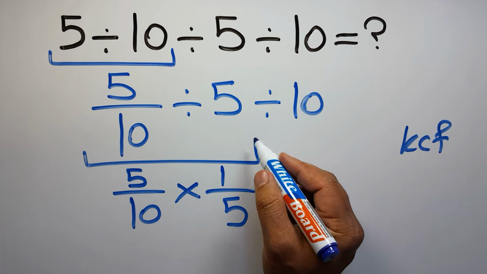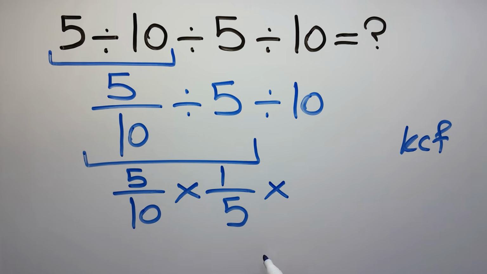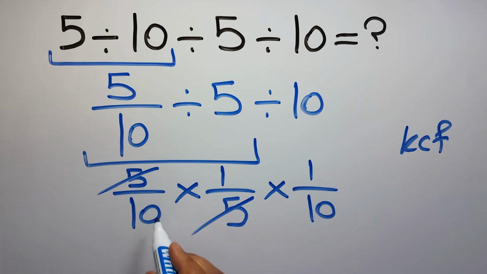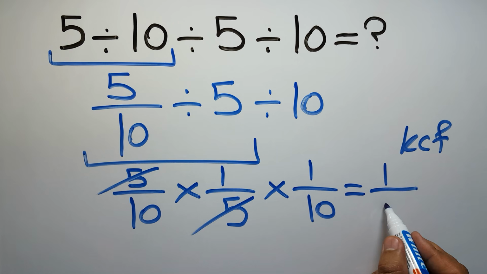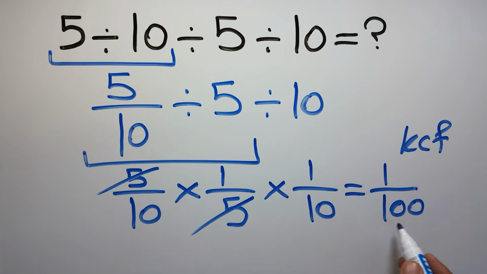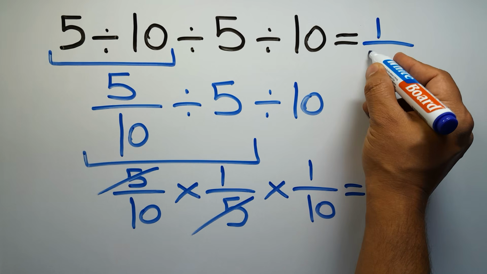And again here we can apply the KCF rule. Keep the first fraction, change division to multiplication, and flip the second fraction. Now we can easily cancel this 5 and this 5. So here we have just 1 over 10 times 1 over 10, which equals 1 over 10 times 10, which gives us 100. So 1 over 100. And this is our final answer to this problem. The correct answer is 1 over 100.